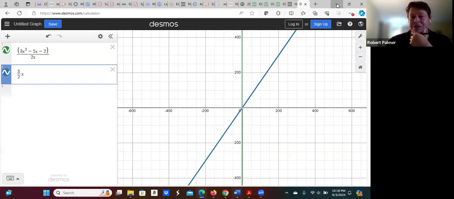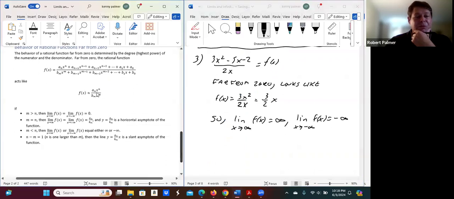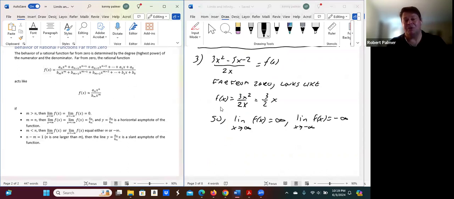Okay, so that's the last thing I mentioned. If the degree in the numerator is larger than the degree in the denominator, if m is less than n, then it always either goes to infinity or negative infinity. But if n minus m is 1, if the degree in the numerator is 1 more than the degree in the denominator, you have what's called a slant asymptote, or oblique asymptote.